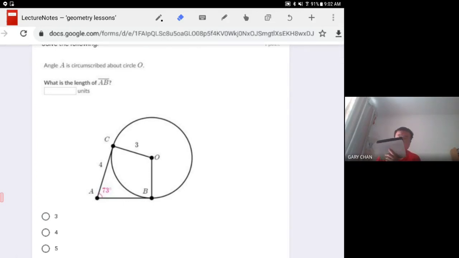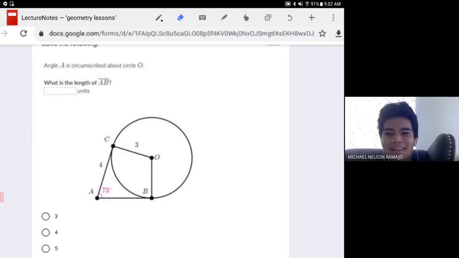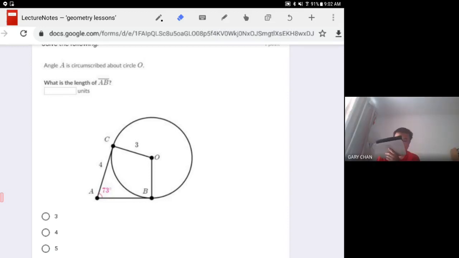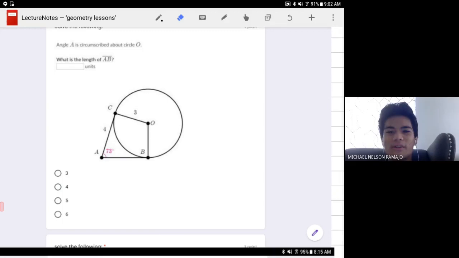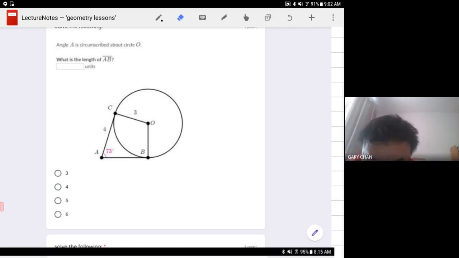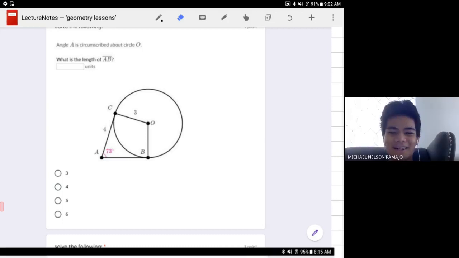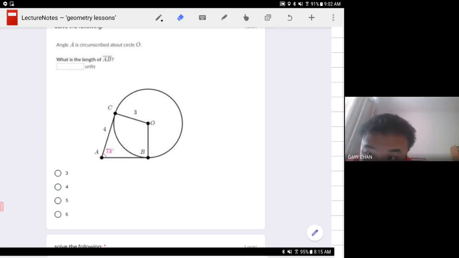The question here is asking for the length of AB. Are you going to start recording? What is the length of AB? We actually touched upon this concept yesterday. Do we need to record this or not? It is being recorded right now. You are being recorded. Oh, okay, I see.